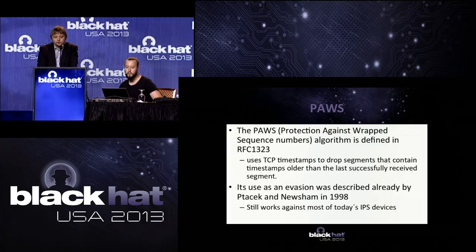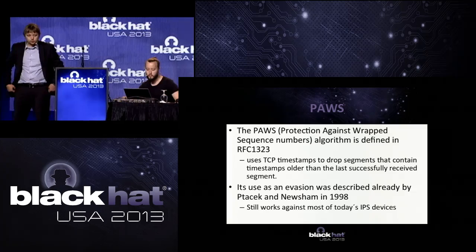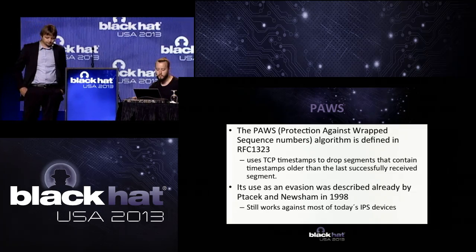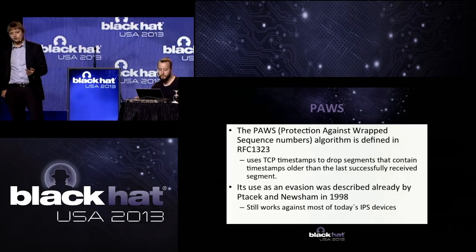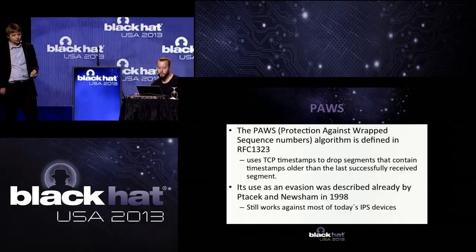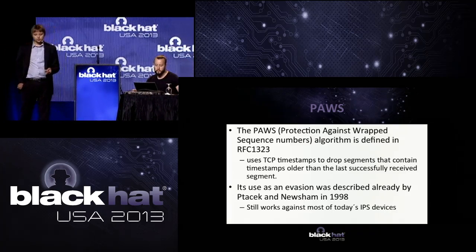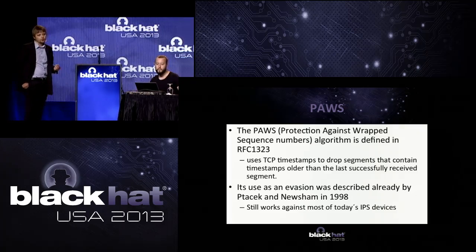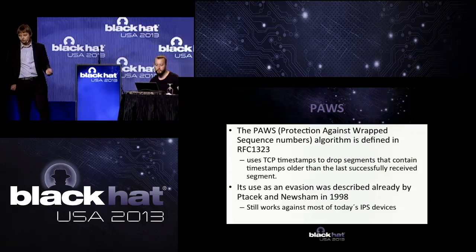Then there is PAWS elimination, protecting against wrapped sequence numbers evasion. This is a really nice evasion technique. Basically, in this evasion we use the TCP timestamp to drop segments that contain a timestamp older than the last successfully received segment. How TCP works nowadays is that almost every TCP connection utilizes timestamps. In order for a packet to be a valid TCP segment, we need to have the right sequence numbers, but then there is also the timestamp, and if the timestamp is not correct, the packet will also be dropped.